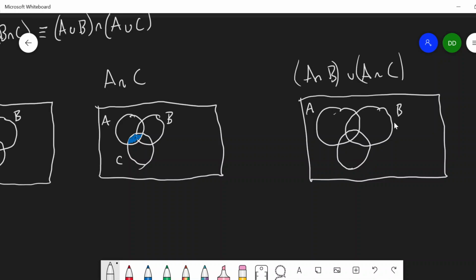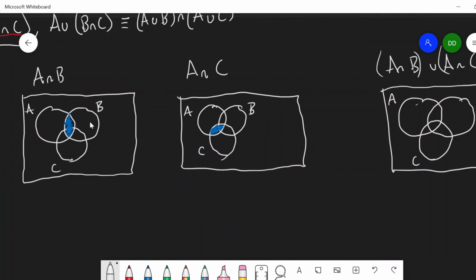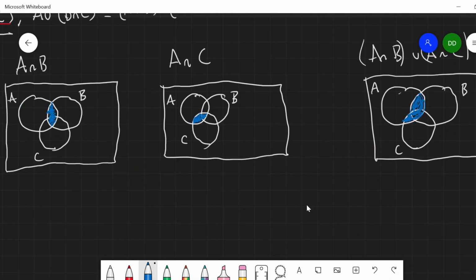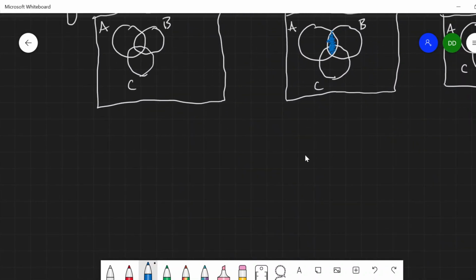A, B, C. Taking the union of them, I want any elements that are in this sliver or this sliver. So what does that look like? That's everything in this guy and everything in this guy. And so that's A intersect B union A intersect C. That's my illustration for that. And I want to show that that's the same thing as A intersect B union C.